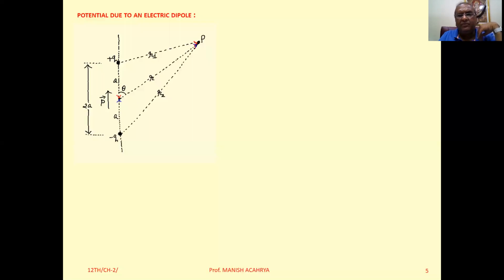Here we have a dipole. A dipole has 2 point charges. So the concept is simple: first we calculate the potential at point P due to the positive charge, then the potential at point P due to the negative charge, and then we take the algebraic summation, because potential is a scalar quantity.